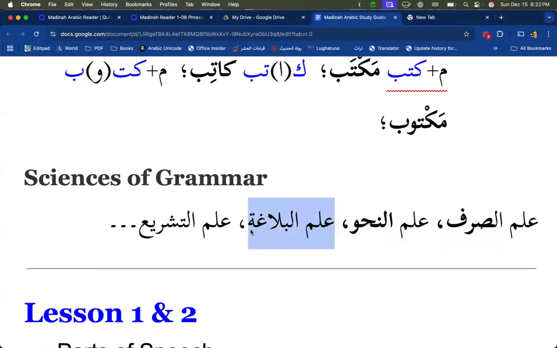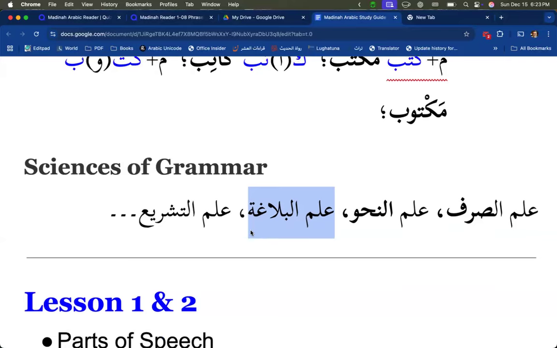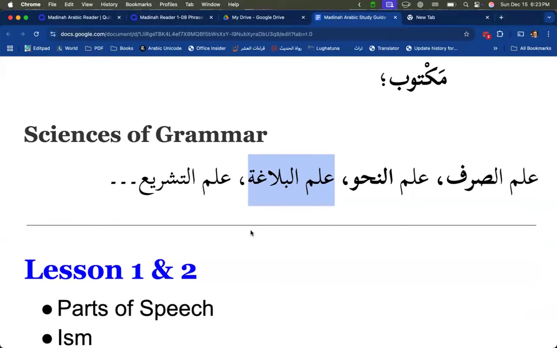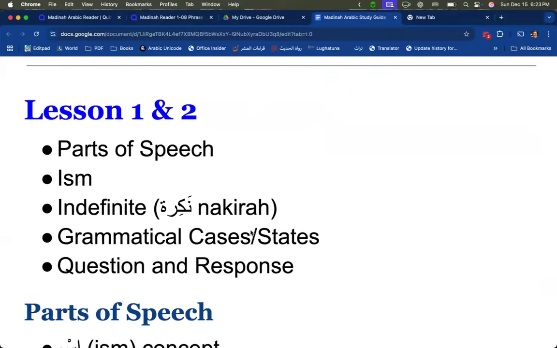Ilm al-balagha. There are so many more sub-sciences in Arabic. Balagha is rhetoric. Like, how do you say something if you want to invoke a particular kind of feeling? It's in all languages, okay? It's just how you emphasize something. I don't want to get into too many examples and confuse you.